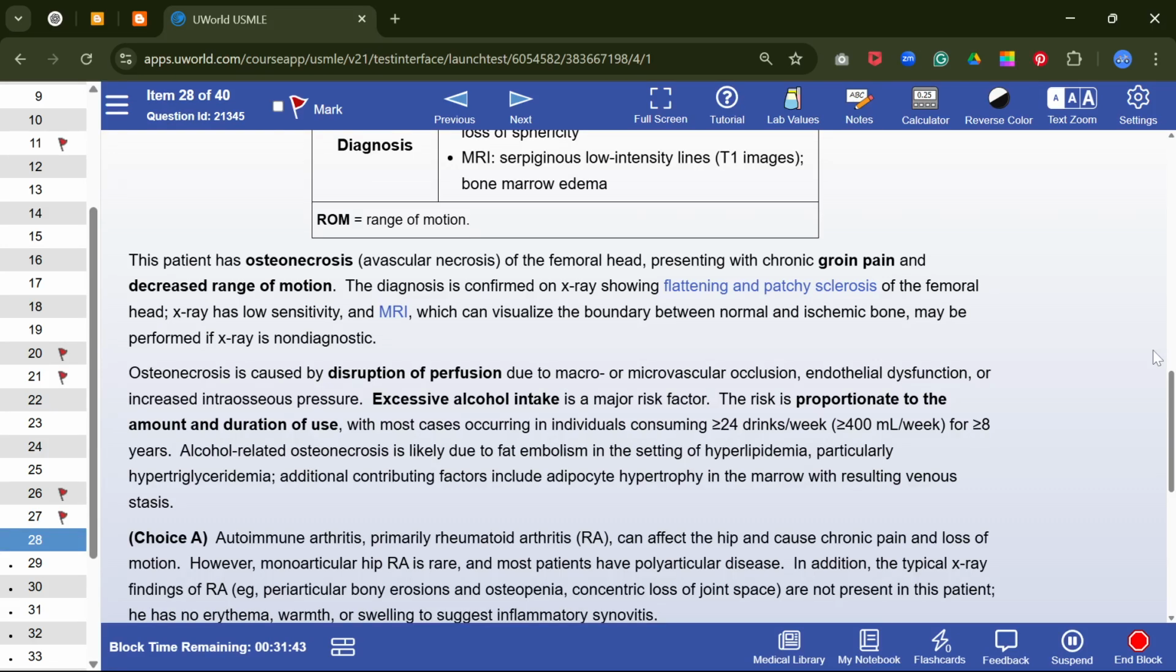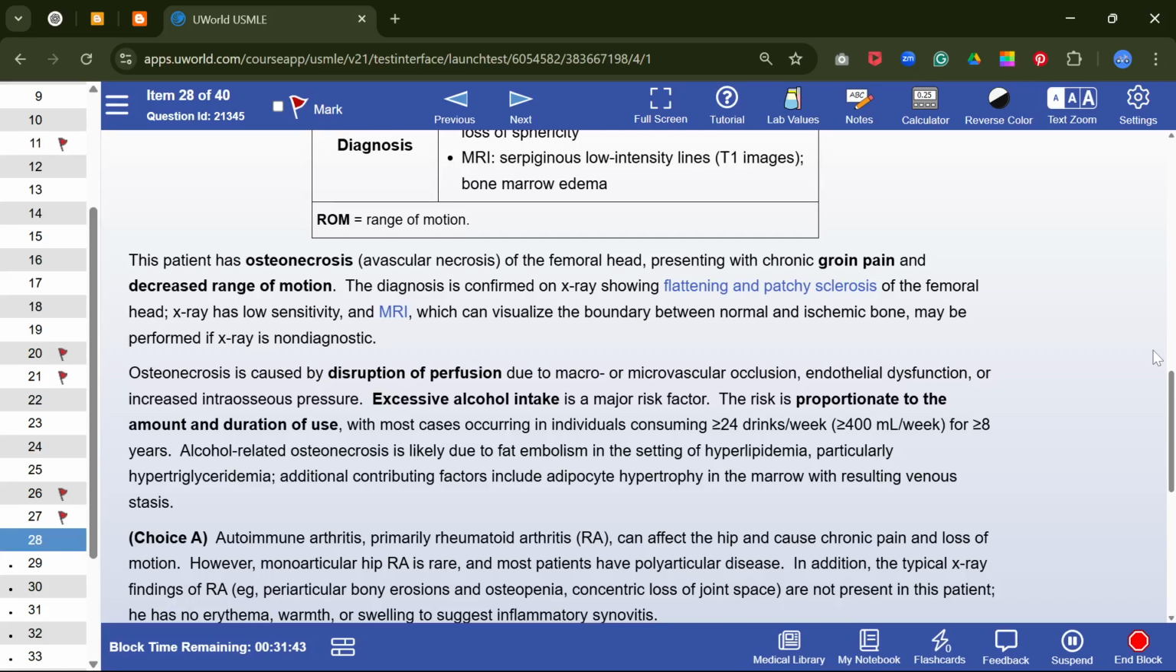Osteonecrosis is caused by disruption of perfusion, due to macro or microvascular occlusion, endothelial dysfunction, or increased intraosseous pressure. Excessive alcohol use is a major risk factor.